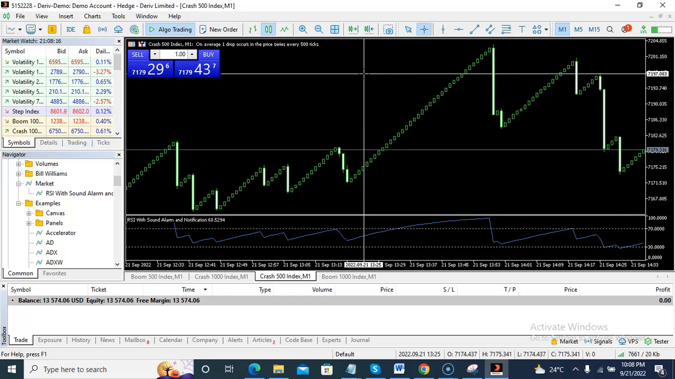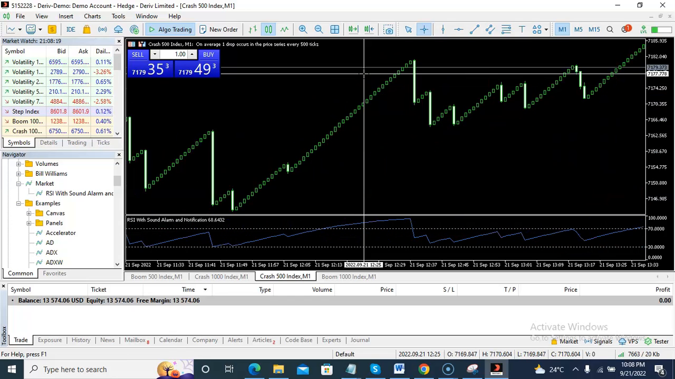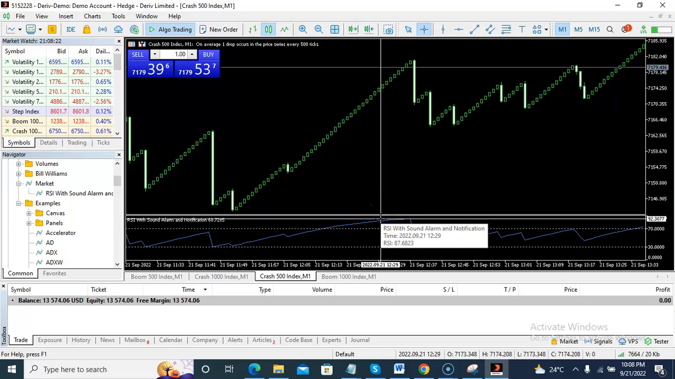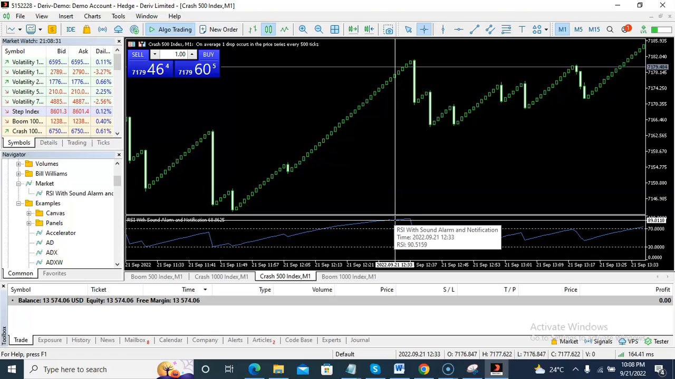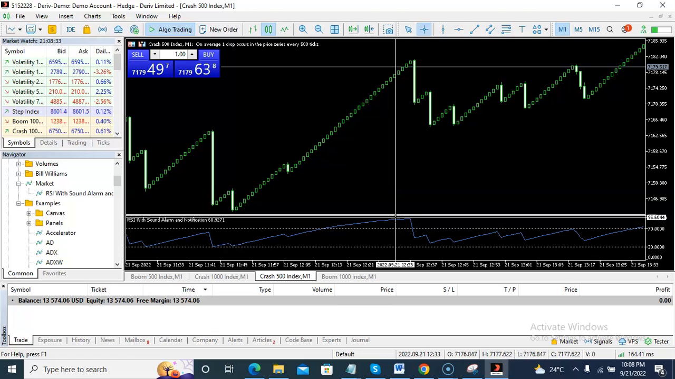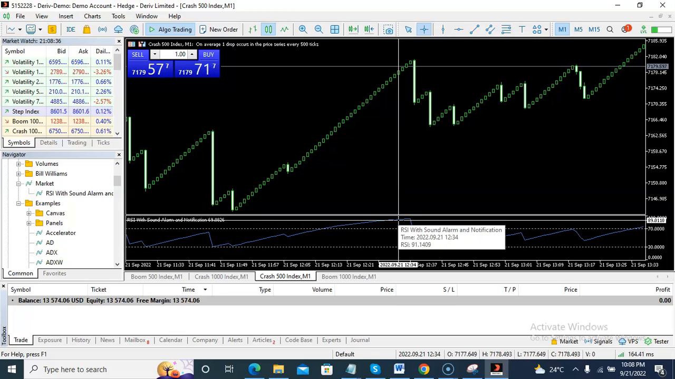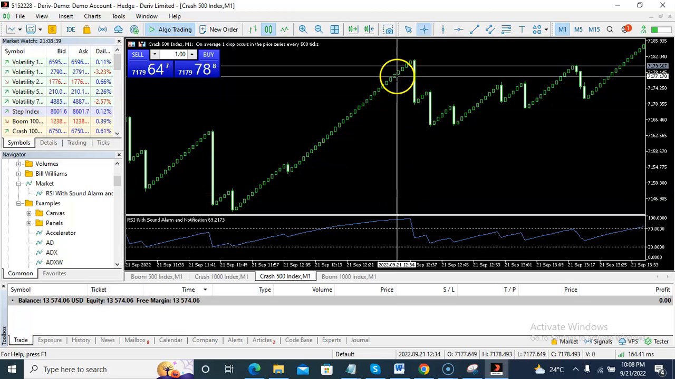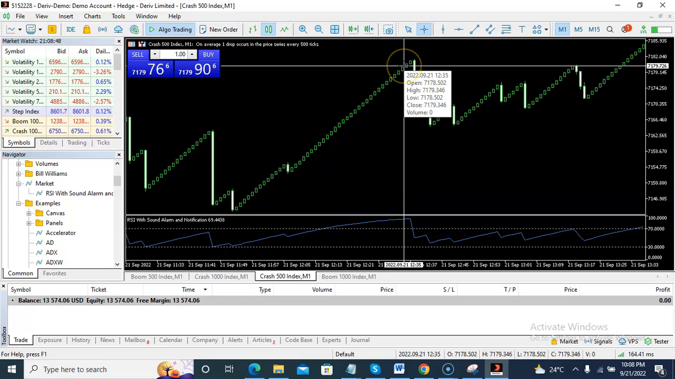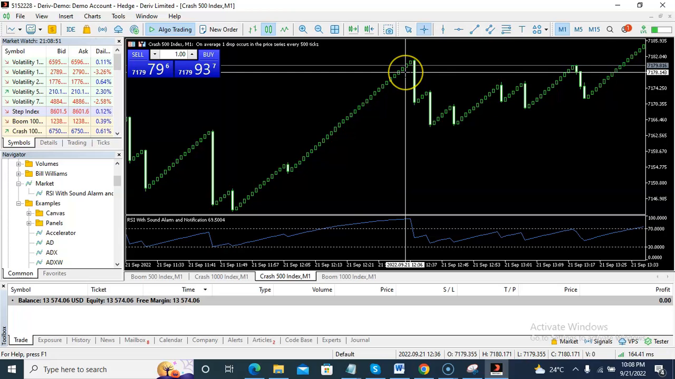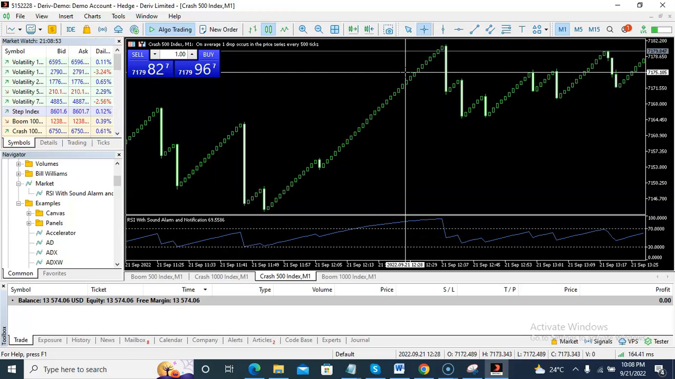Let me show you another instance. All right, you can see another signal here. At this point, the RSI crossed 90 again. You can see the RSI was at 90 here, and within just 4 candles, that's 4 minutes, a spike occurred. Of course, this is the Crash 500, so it's always bullish, then a sell spike will always occur. So that is another one you need to look out for. This is just to show you the accuracy of this indicator.